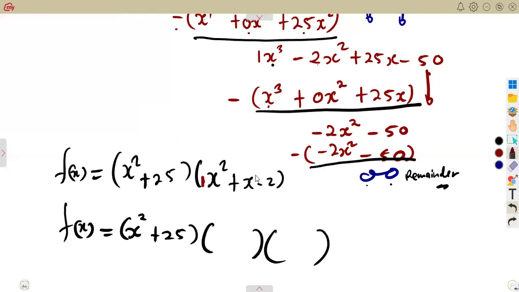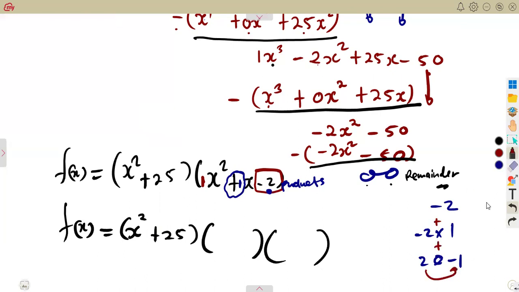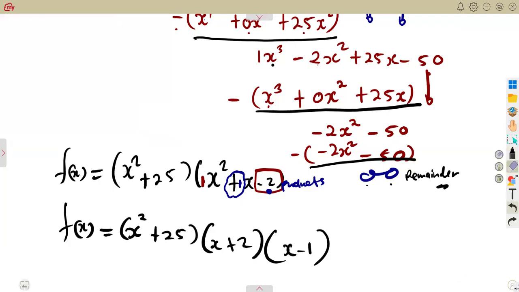The coefficient of x squared is 1. Let's consider the constant, which is negative 2. So we are going to need the products, which are the factors of negative 2. These must add up to a positive 1, the coefficient of x. That's 2 and what? Negative 1. If we add there, we obtain a positive 1. So we've got x plus 2 and x minus 1. Do revise your factorization again from your O level. That is the concept. So this is our whole f of x factorized.